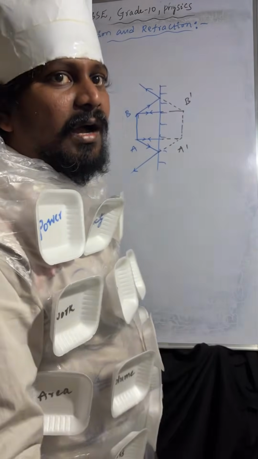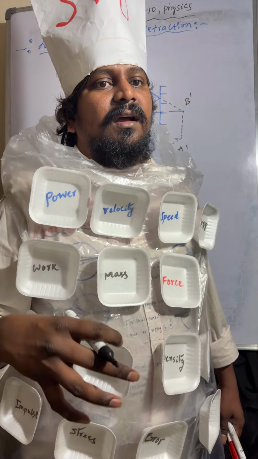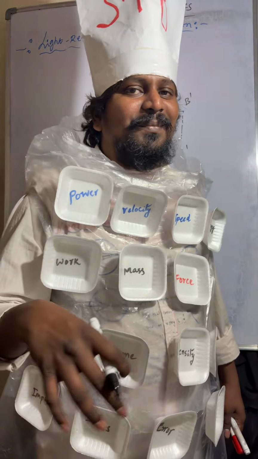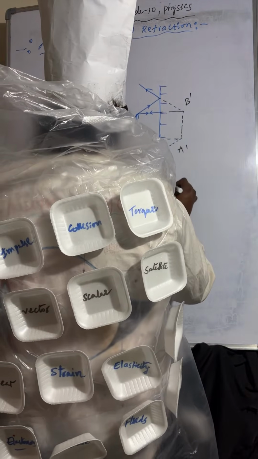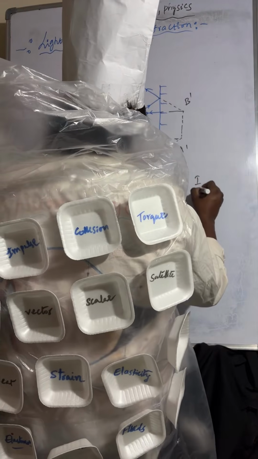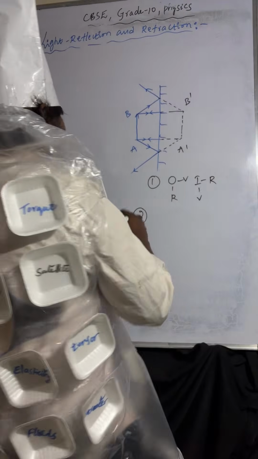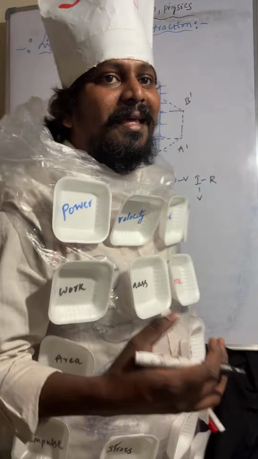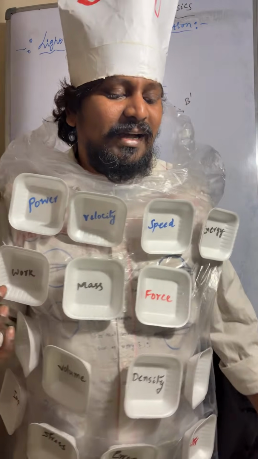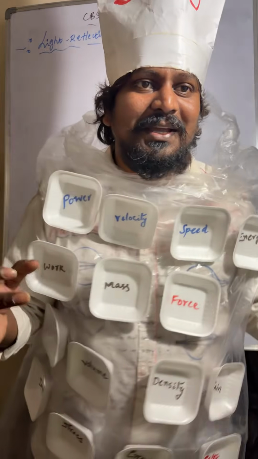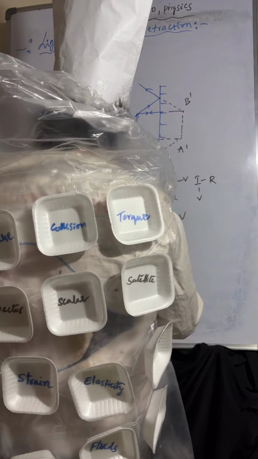So point number 1: object is real, image is virtual. Object is virtual, image is real. Coming to point number 2: object distance is equal to image distance.